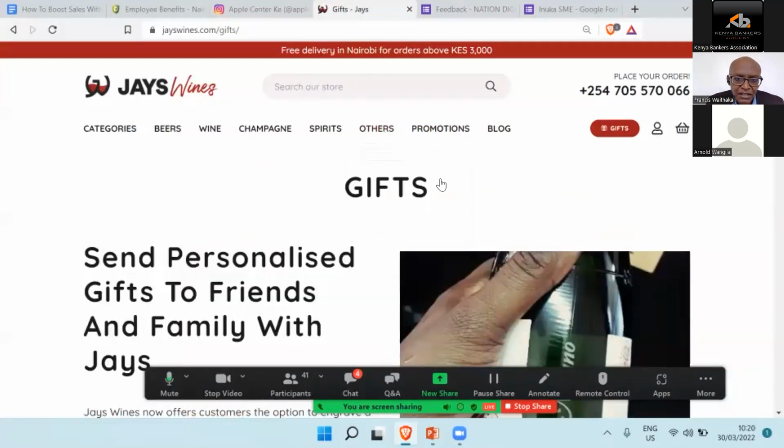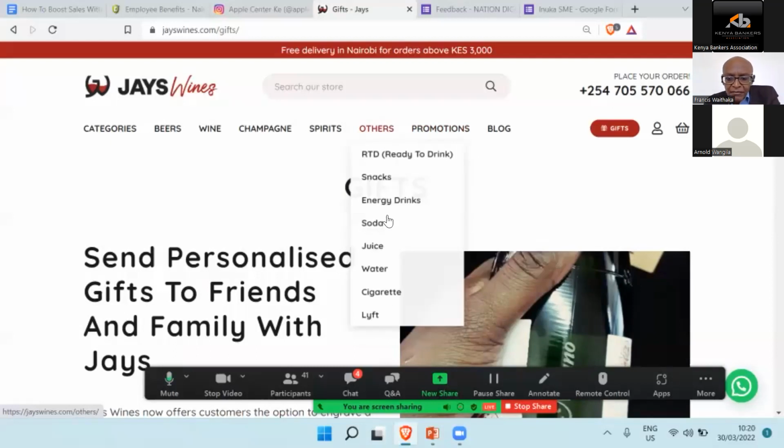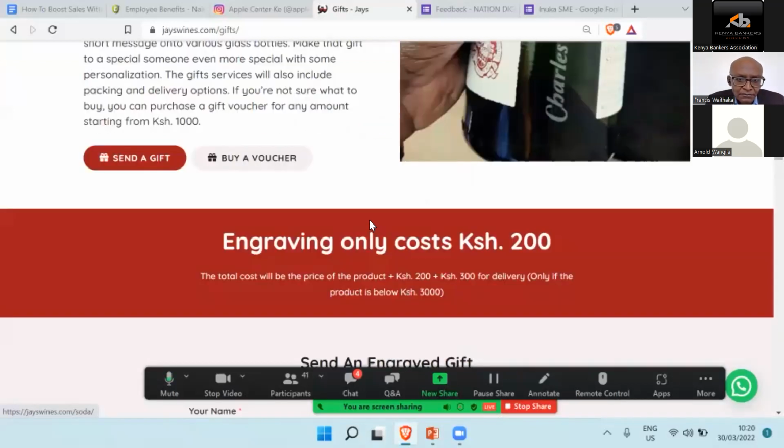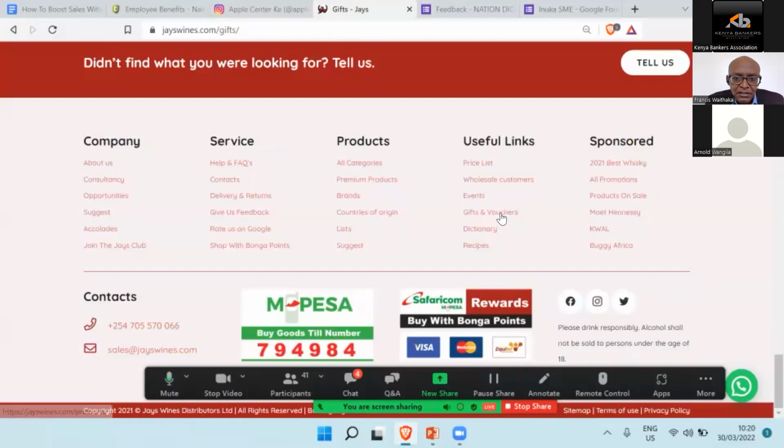Another thing that I have seen them doing is the gift vouchers. That's something very valuable that they are providing. They are now enabling people to buy using Safaricom Bonga points. That's very interesting. So their website has a lot of information. You can also see the trust elements on that website. Someone can pay via M-Pesa. They can pay via Visa or MasterCard or Equitel.